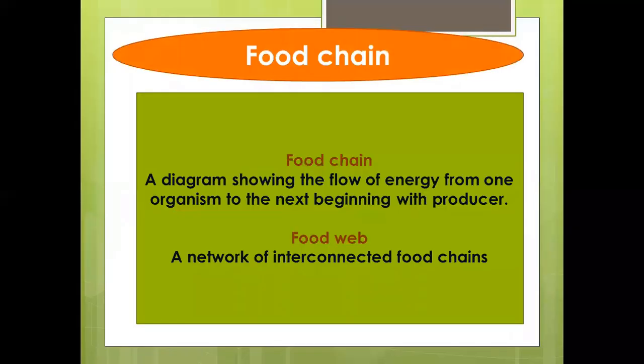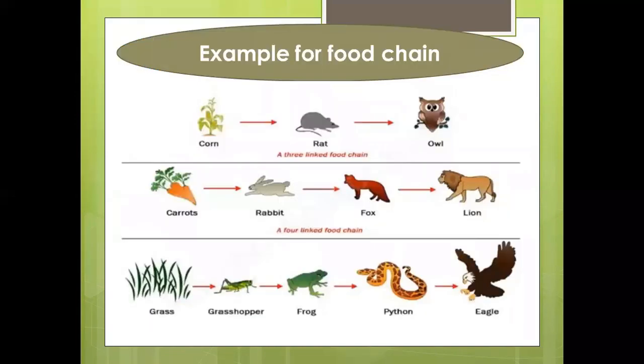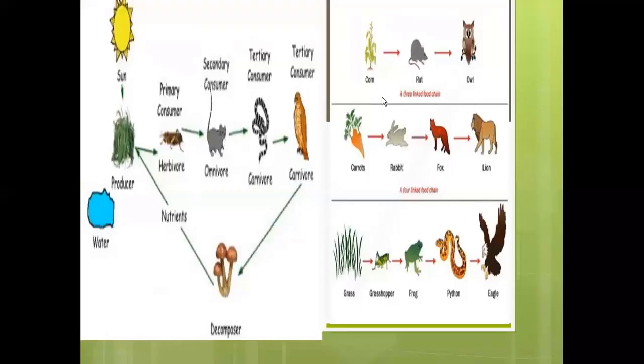Let's move on to another part, the food web, the second form that illustrates energy flow in the environment. A network. This is another meaning compared to food chain. Food chains, more than one, combine together to produce a food web. Check this figure, which has two parts, the right side and the left side. On the right side, there are more examples of food chains, such as corn, rat, owl, and also carrots, rabbit, fox, lion, and also grass, grasshopper, frog, python, and eagle.